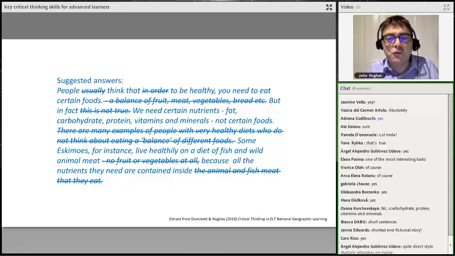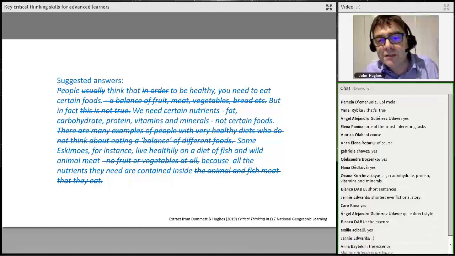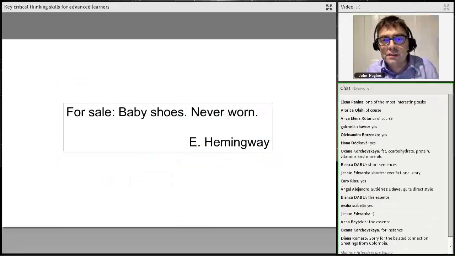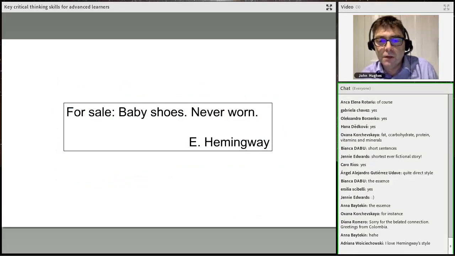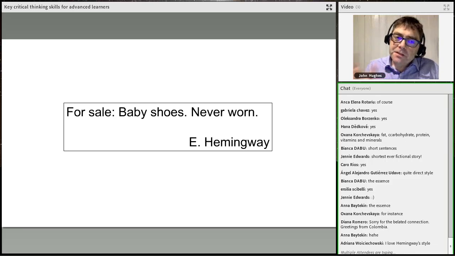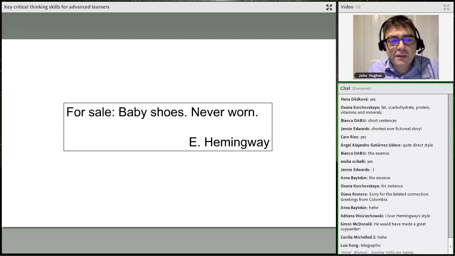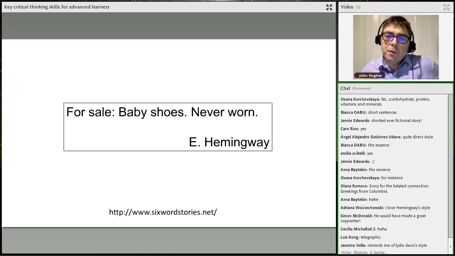Shortest ever fictional story. Jenny's done this exercise. So, Hemingway was famous for his 6-word story. This is Hemingway's shortest ever story. For sale, baby shoes never worn. Okay? This story became so famous that actually there's a website called sixwordstories.net where people write their own 6-word novels and you can go and read them.